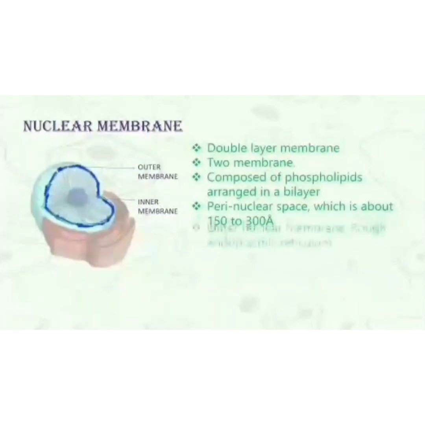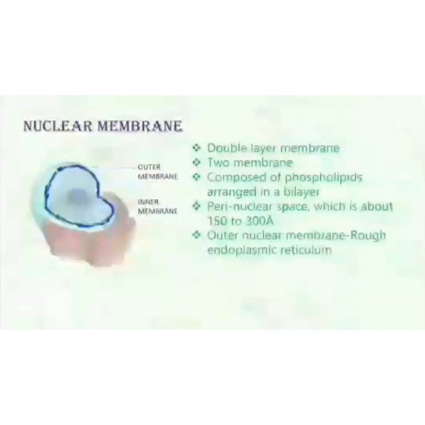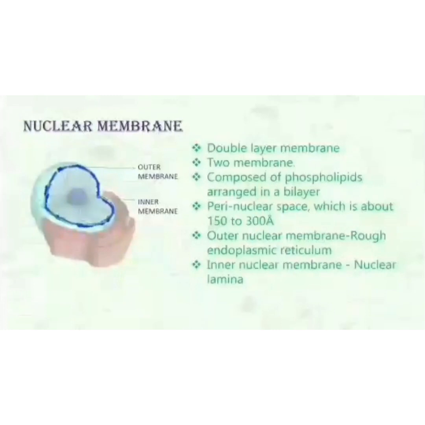Outer nuclear membrane is continuous with rough endoplasmic reticulum. Both the rough endoplasmic reticulum and outer nuclear membrane are covered with ribosomes. Inner nuclear membrane is attached with nuclear lamina.